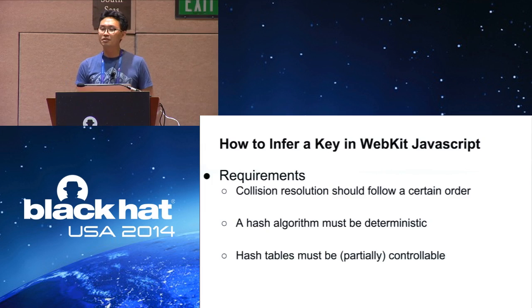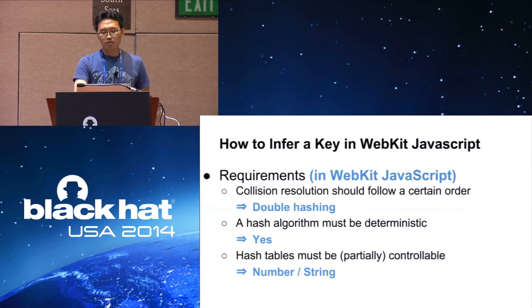So how do we actually infer the key? Because we cannot directly read the key. There are some requirements to infer the key. The first one is that the collision resolution should follow a certain order. The second one is that the hash algorithm must be deterministic. And the third one is that hash tables must be controllable. And this is all possible in the WebKit case, because it is using double hashing, and double hashing is deterministic. So this hash algorithm is deterministic.